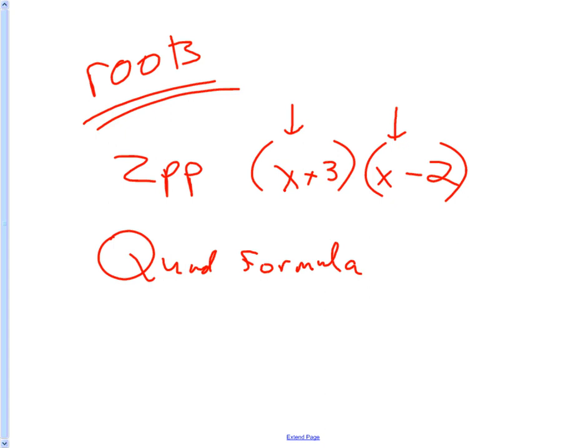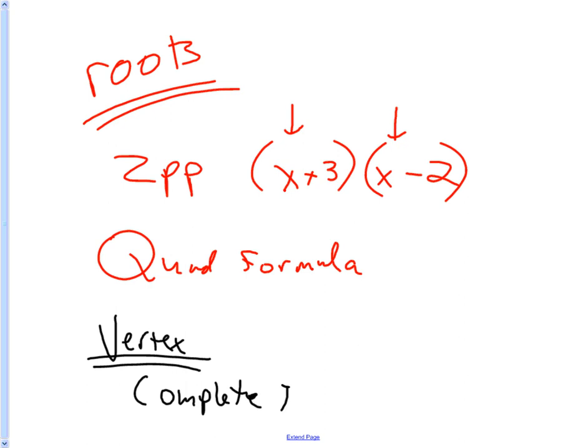This one is the one that confuses a lot of people. If I want the vertex, there is now something you can just do. You can grab any equation, do this to it, complete the square. You got it. And we'll practice one of those in a second here, but those are the two key things that you really have to focus on. If you want roots, you got to know those two ways: factoring it using ZPP or quadratic formula, and then to find the vertex, you got to complete the square.